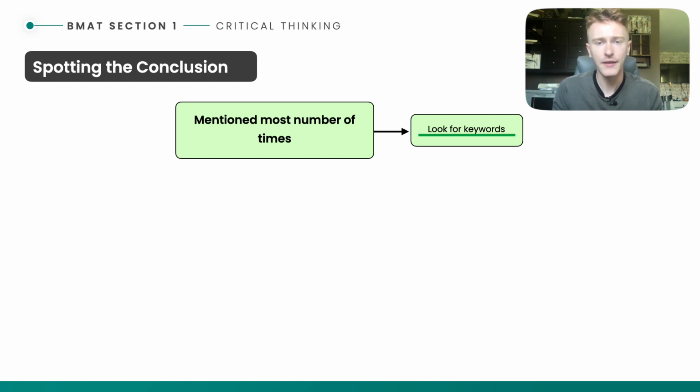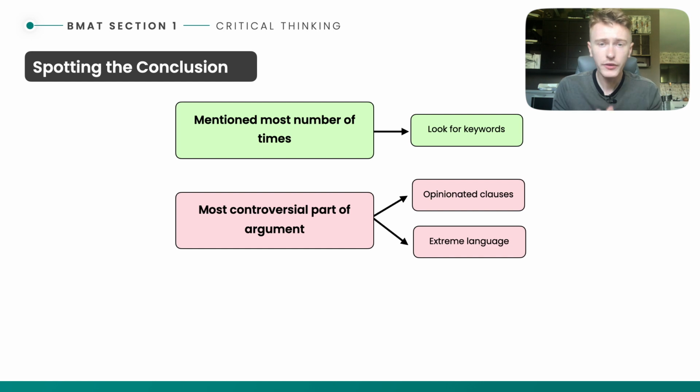Often the authors sat down to write this passage with a purpose, so they'll keep on circling back to the main conclusion, and that's why keywords can be scattered throughout the passage to help you find that conclusion. Second, the author's conclusion might be the most controversial part of the argument, and that's why it's really important to look for those opinionated clauses, because they can inform you about the tone of the passage and therefore provide a guide as to which way the author is lying on this particular issue.